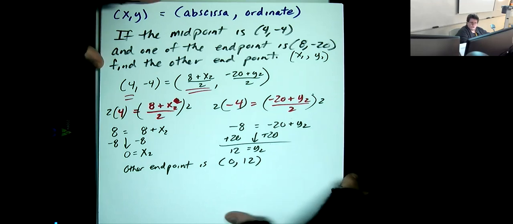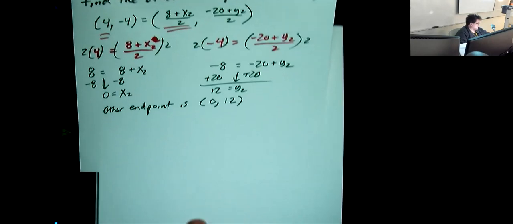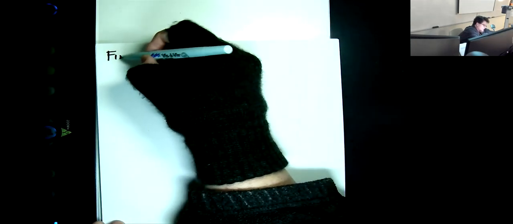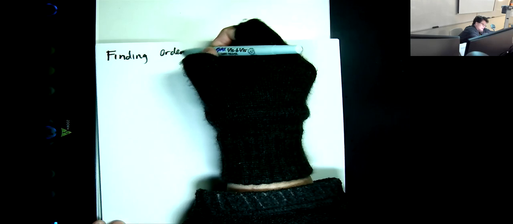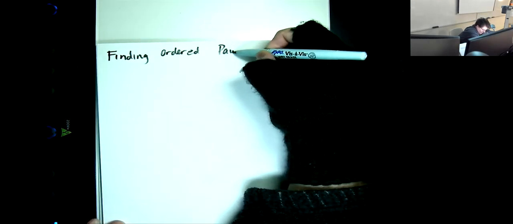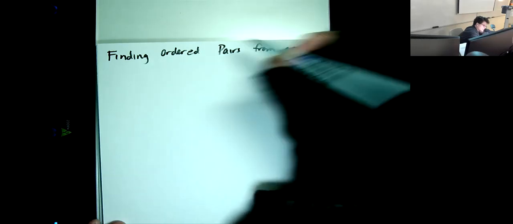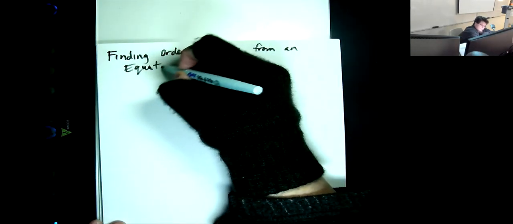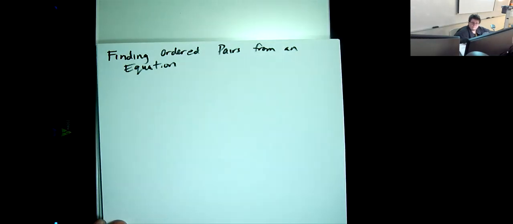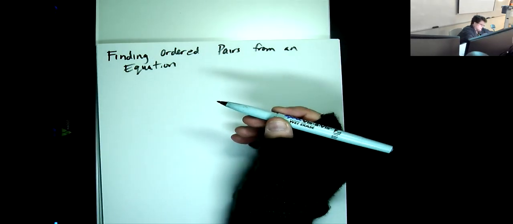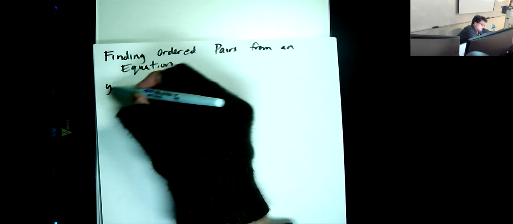All right, so let's look at some more stuff that we can do in this class on this topic, like finding ordered pairs from an equation. So let's say I've got y equals -2x plus 5.